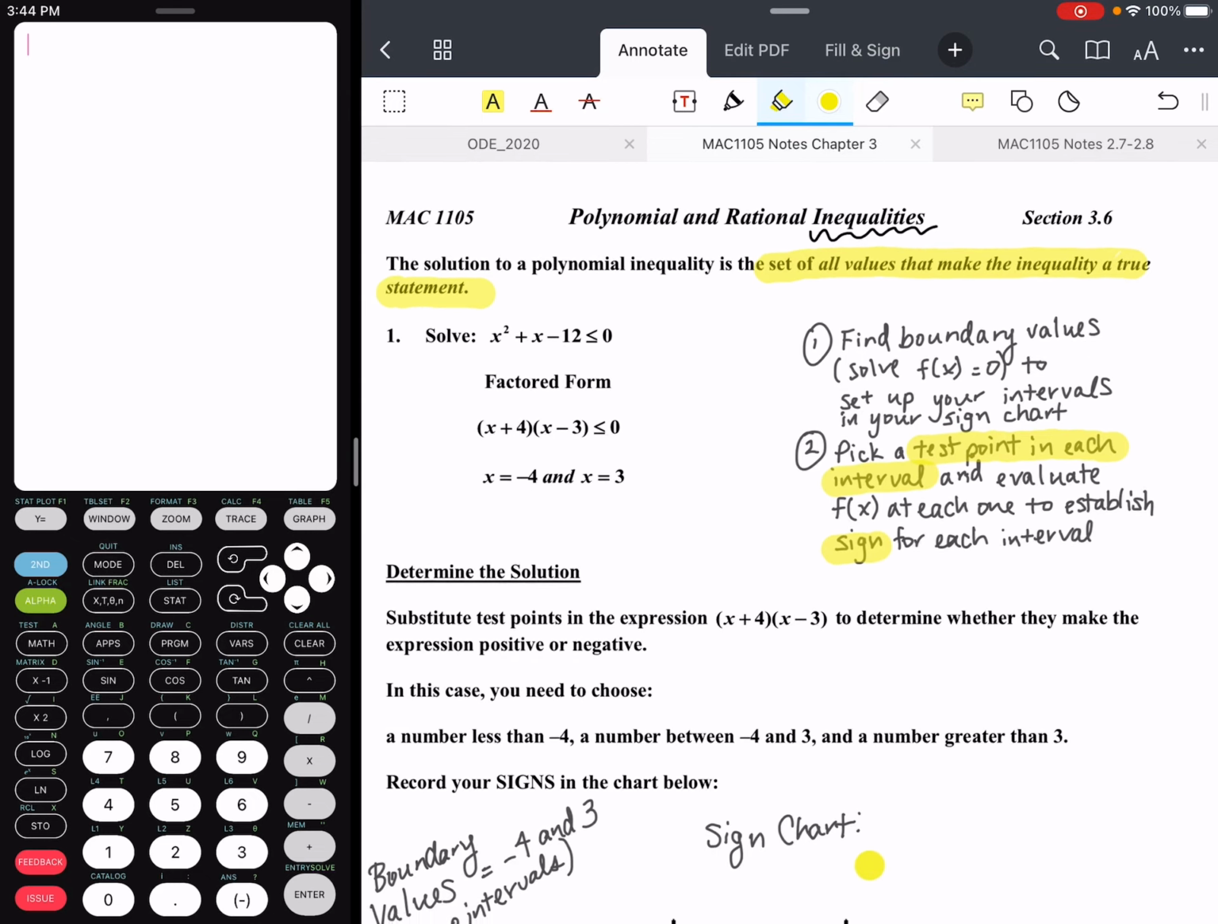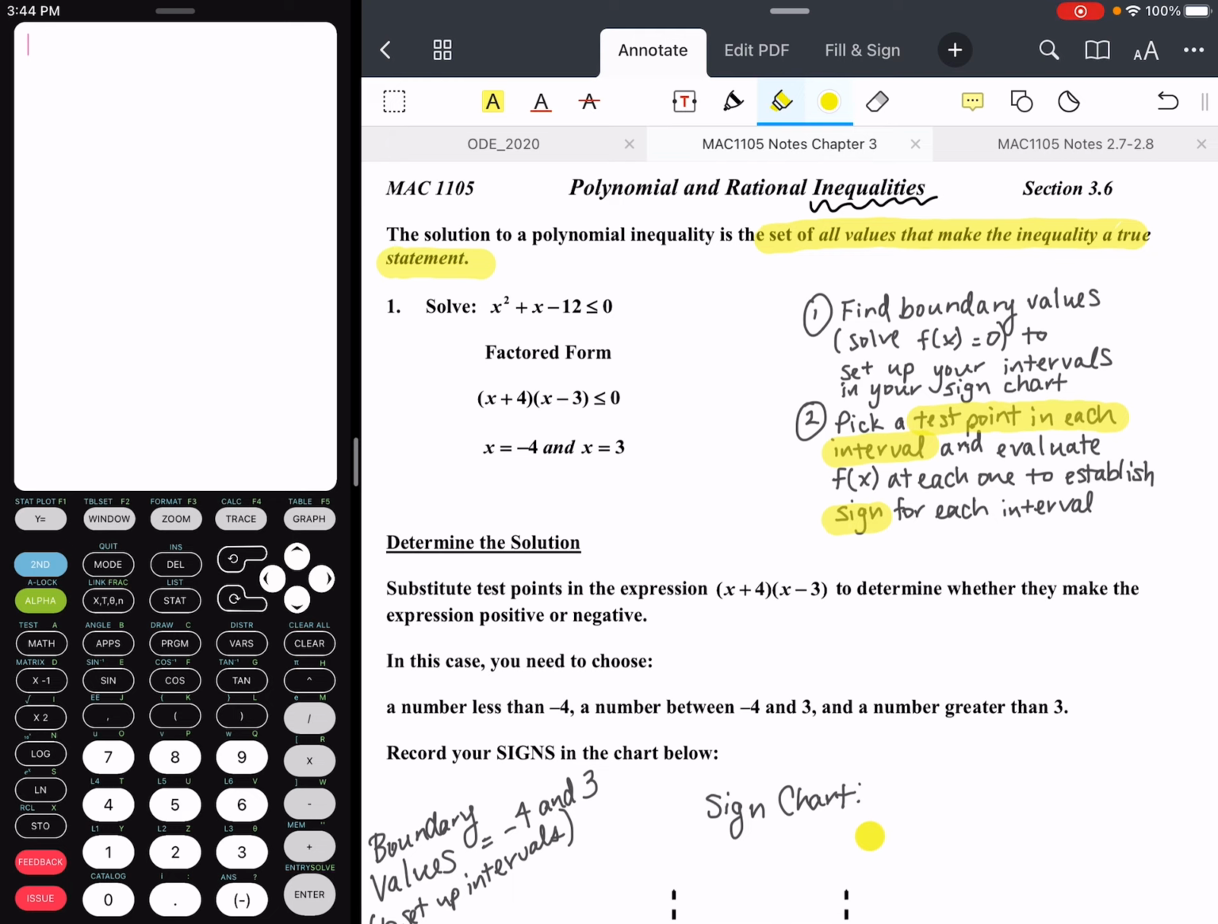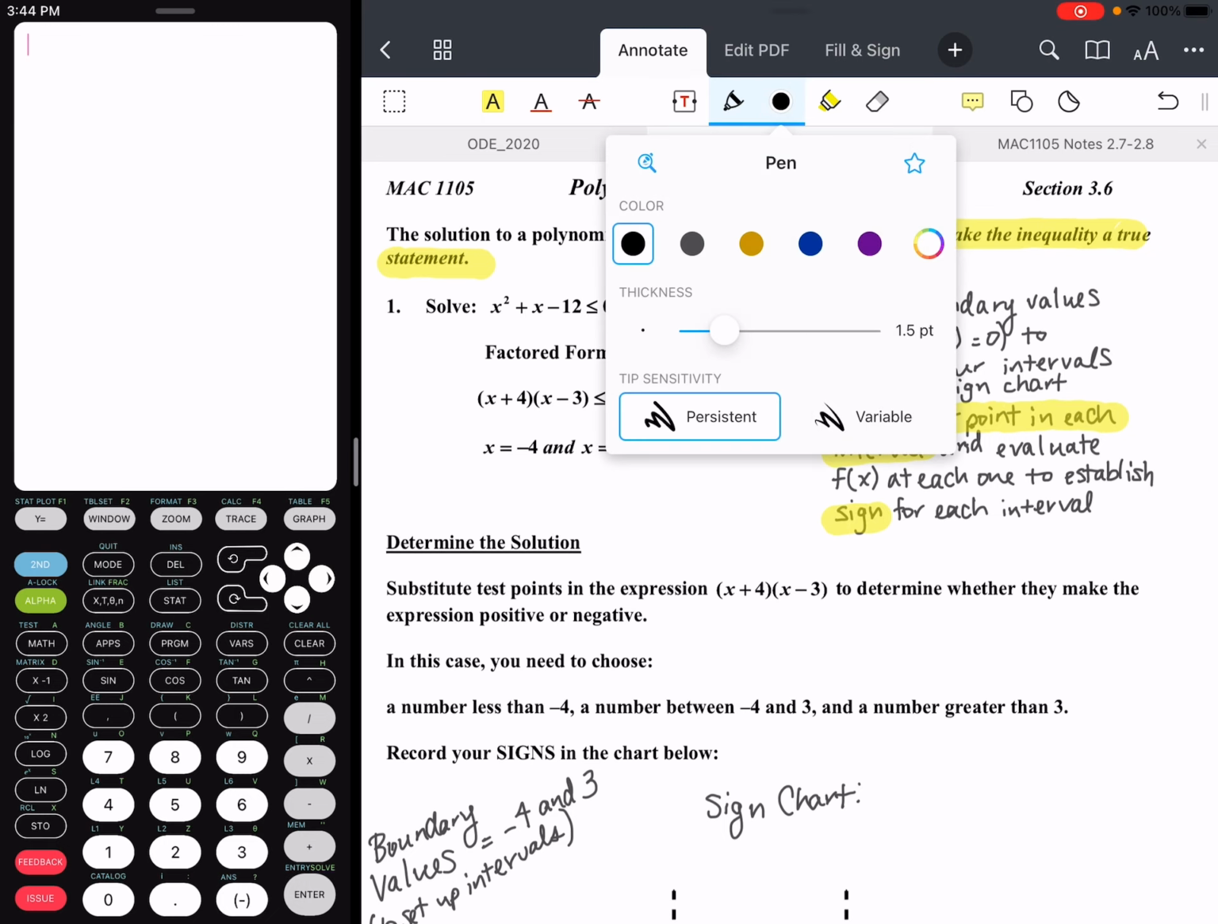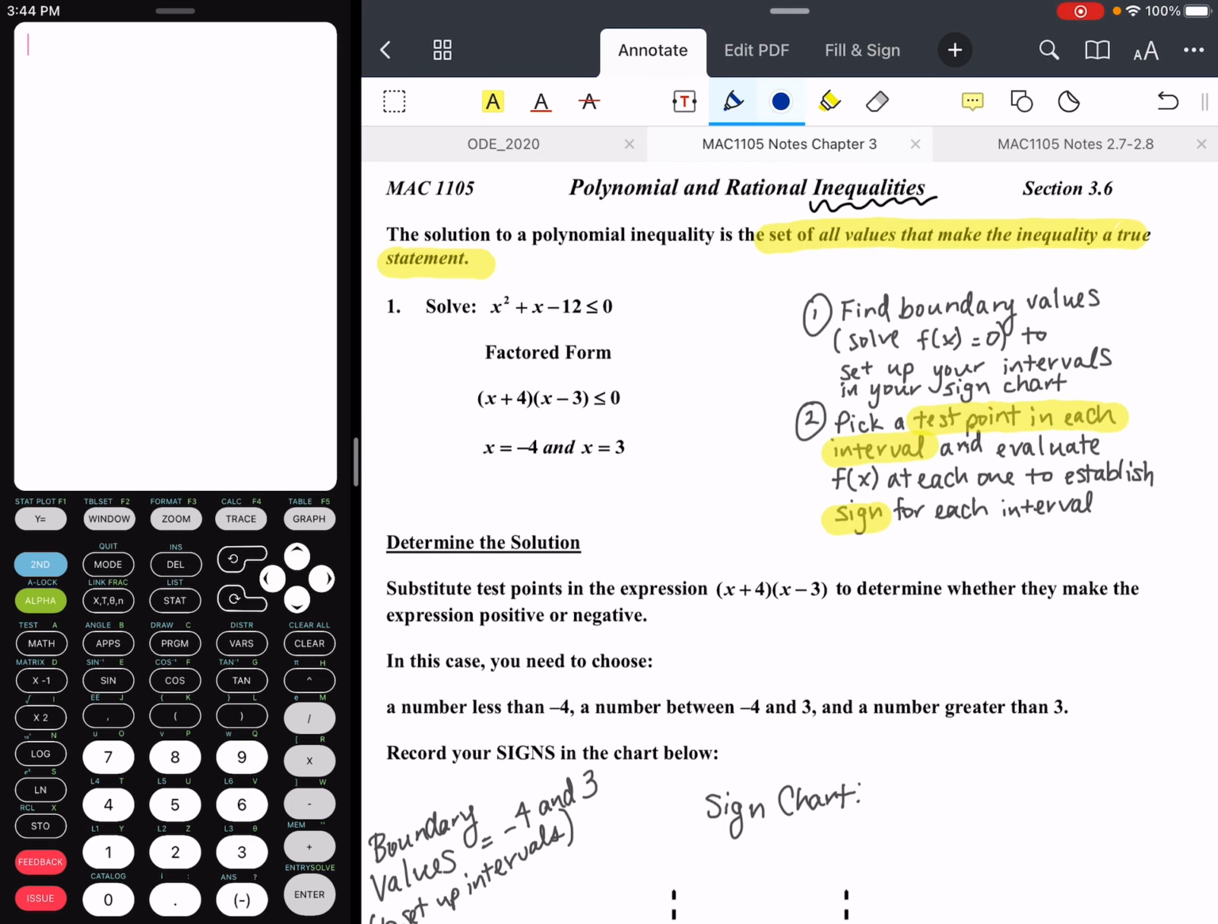All right, so we'll start off with question number 1, where it says to solve x squared plus x minus 12 is less than or equal to 0. And over here on the right, I sketched out some quick instructions for the steps that we're about to follow. So first I need to find my boundary values. To do this, you set up your expression on the left, I'm calling it f of x, set it equal to 0, and solve for x, and that will give you your boundary values to set up your intervals in your sign chart.